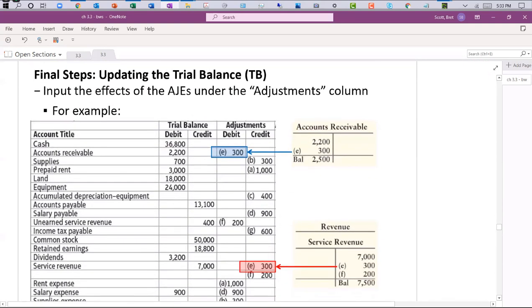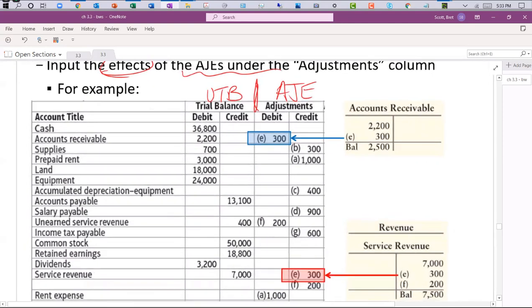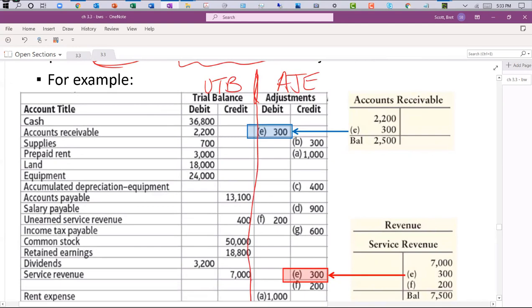Now what we want to do is input the effects of the adjusting journal entries into the adjustments column of the trial balance. Remember, this is UTB over here. We want to record the adjusting journal entry effects in the middle two columns. Don't get these mixed up. So go down the list.